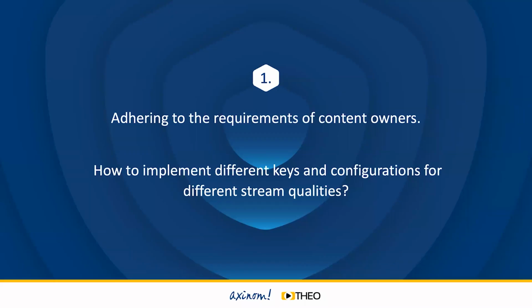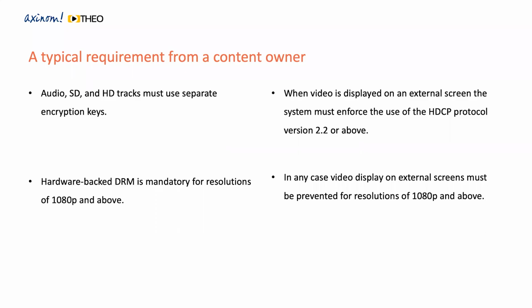All right, thanks, Pieter-Jan. And now let's directly dive into our first topic: adhering to requirements of content owners. Lately, we hear more and more questions like how to implement different keys and configurations for different stream qualities. So what about this? The typical requirement from a content owner, I've written it down here. It's something from real life, and consists of 4 different pieces.